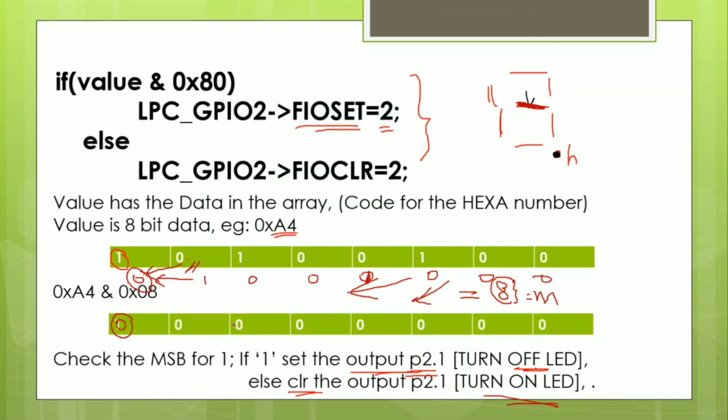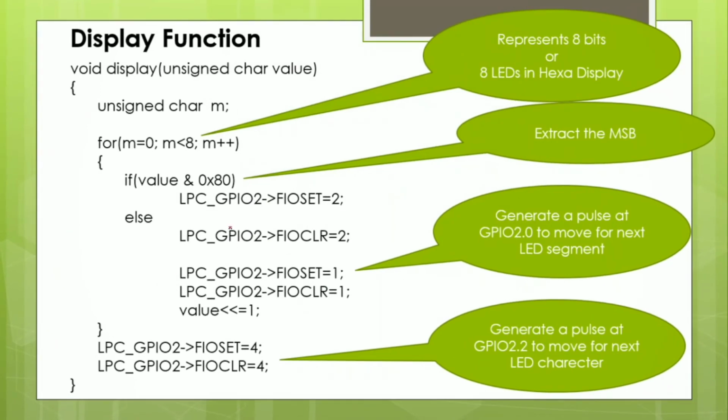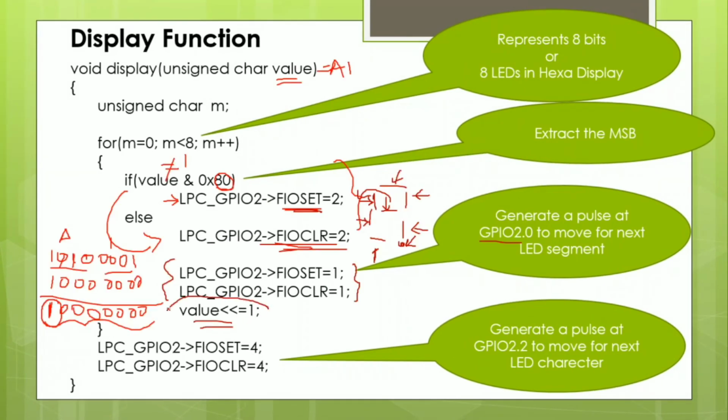Here, look at the next one. I told you this should be shifted to the previous one, to the left side. To shift it, you are giving this instruction, value less than equal to 1. That is, you are shifting the value towards the left by 1 position.